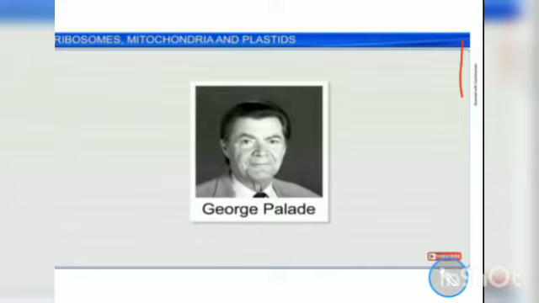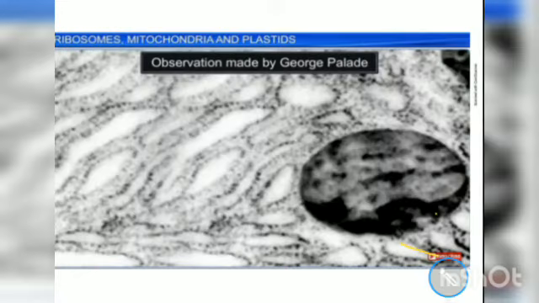Now look here. Remember the name of the scientist, George Palade. In 1953, he discovered the protein factory of the cell. And as you know, the protein factory is the ribosome. Ribosomes are also very famous because of their size. These are the smallest organelle of the cell, remember. That observation to observe the ribosomes was made by George Palade.